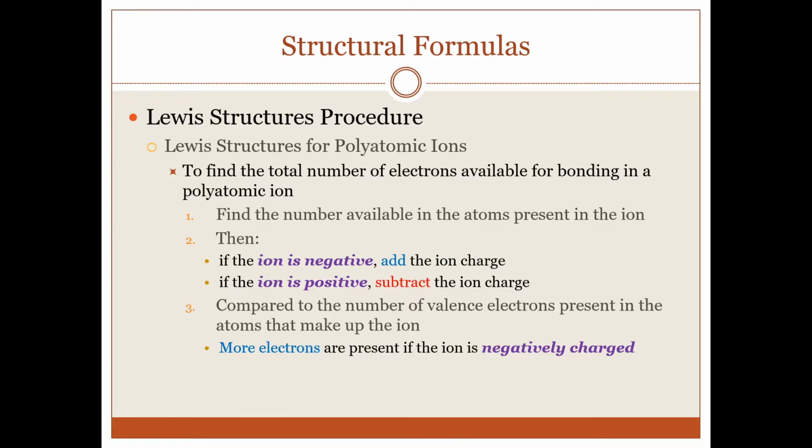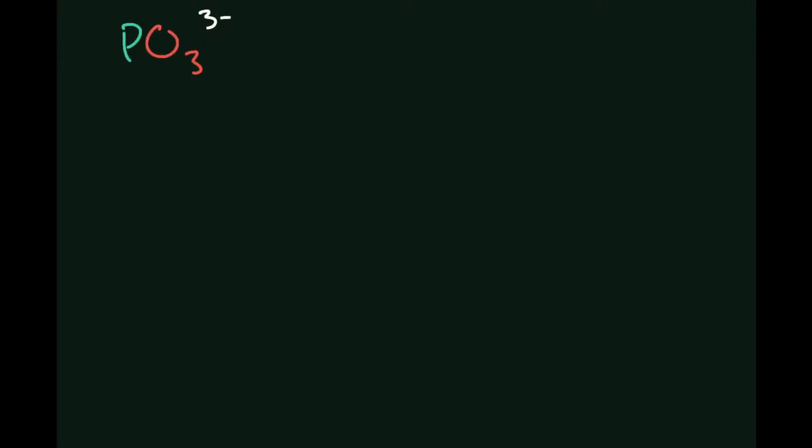So, when you have a negatively charged ion, it's going to have more electrons. When it's positively charged, it's going to have less electrons. Alright, so let's try the phosphite ion. So PO3, 3 minus. Alright, so remember with polyatomic ions, it's going to be a little different.